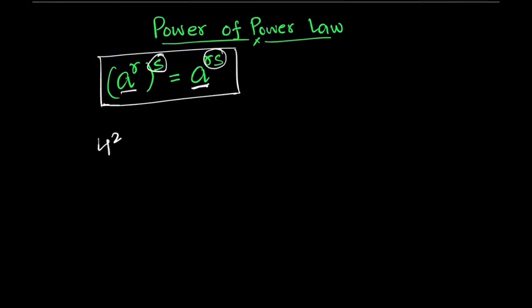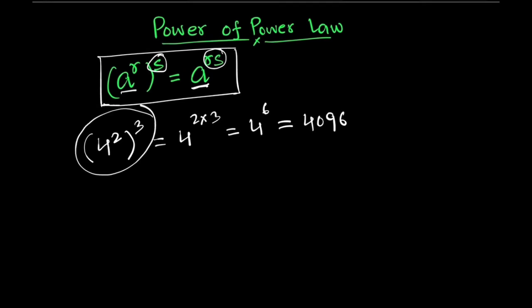Let's say we have (4^2)^3. So this must be equal to 4 raised to, we multiply the exponents, that is 2 times 3, which is equal to 4^6, which is equal to 4096 if we write it in standard form.